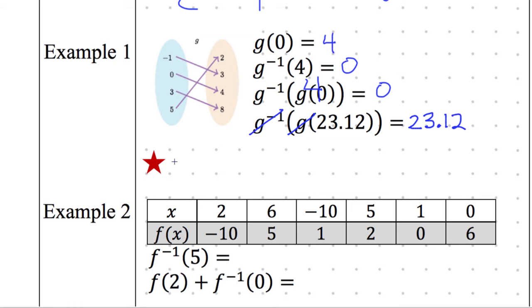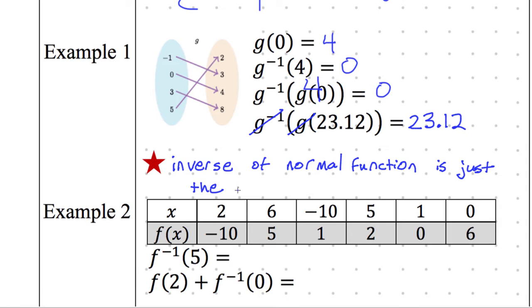So this is the key part. Inverse of normal function is just the input. It's a key thing to write down. That's why I started. But it's basically saying this in words. If I take the inverse of the original function, it's just the input. This was the input. It was 23.12. 23.12 is the answer.